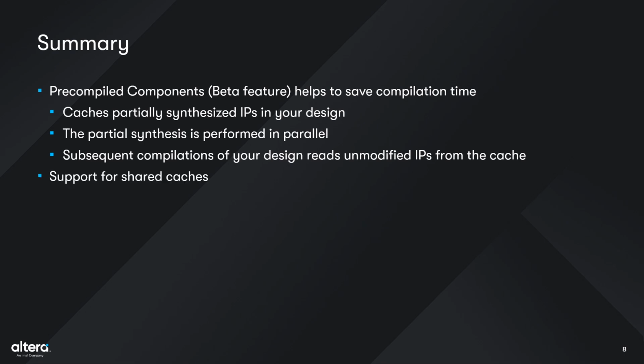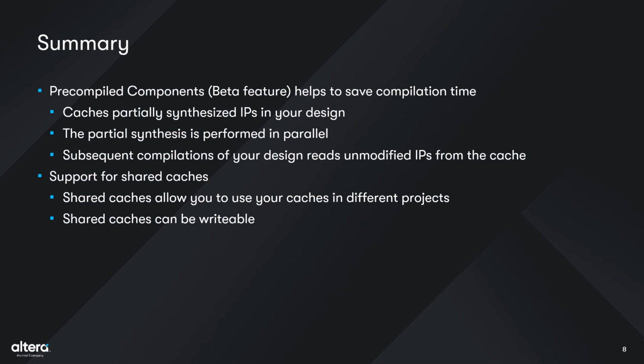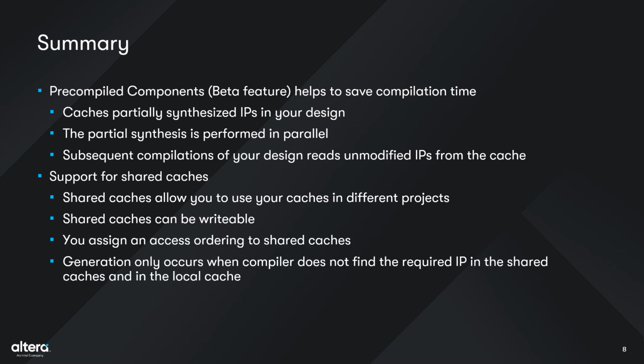You can use multiple shared caches as well. This allows the use of partially synthesized IPs in different projects. You can configure the shared caches to be writable or not, and assign them access priority. If the Quartus compiler doesn't find a corresponding entry in the local cache and in the shared caches, it will generate a write in the local cache and in all writable caches. More details about usage are provided in the Quartus Prime Pro Design Compilation User Guide.